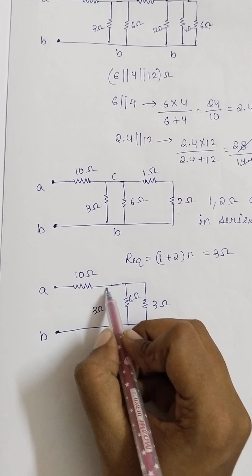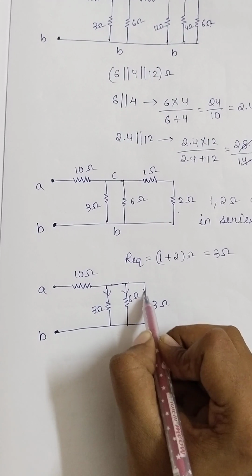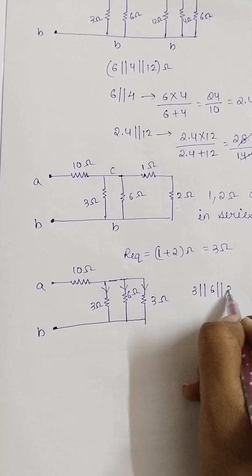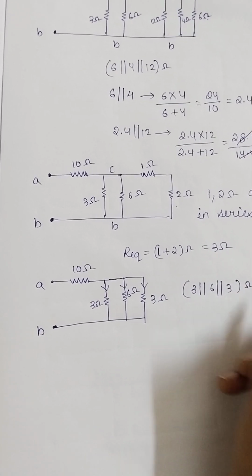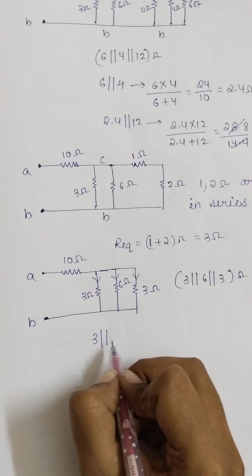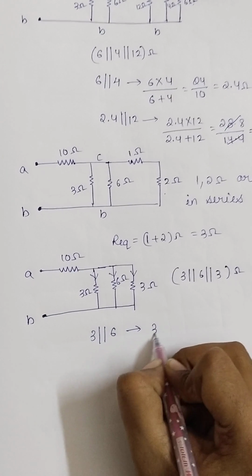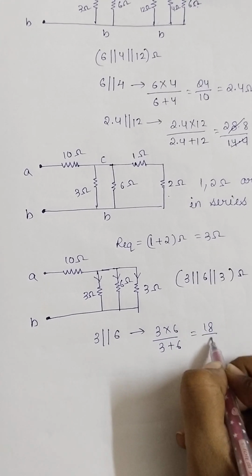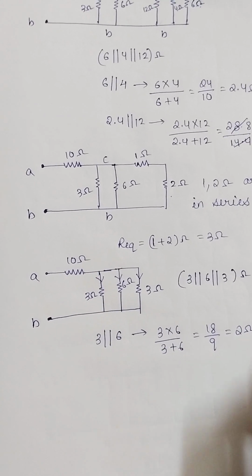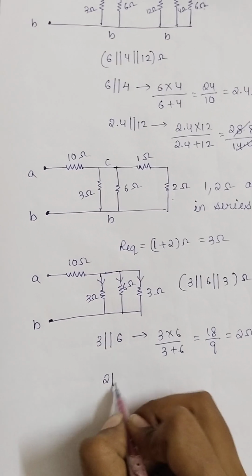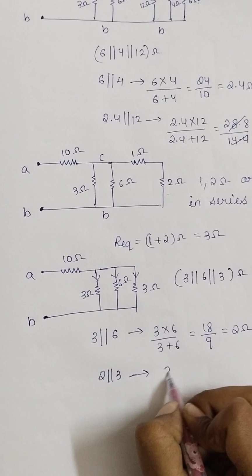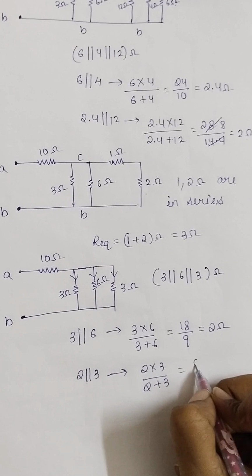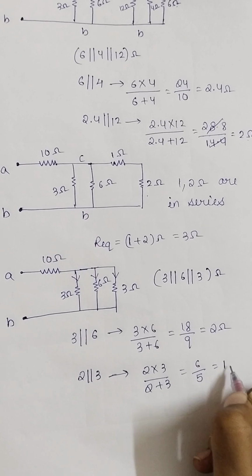And again here this 3 ohm and this 6 ohm and 3 ohm are in parallel. 3 ohm that is in parallel with 6 ohm and that is in parallel with 3 ohm, right? So first 3 is in parallel with 6, that is 3 into 6 by 3 plus 6, that is equal to 18 by 9, that is equal to 2 ohms. And again this 2 ohm is in parallel with 3 ohm. It will become 2 into 3 by 2 plus 3, right? 6 by 5, that is equal to 1.2 ohm.